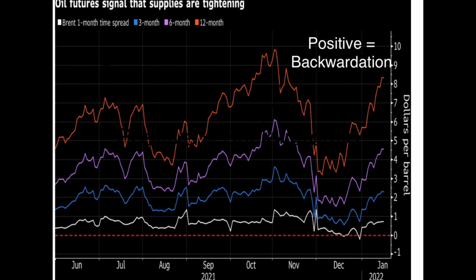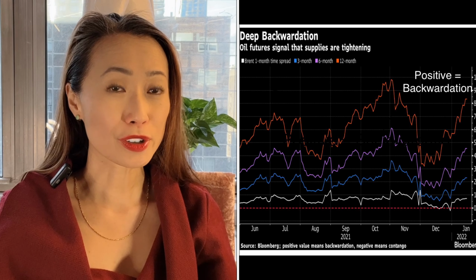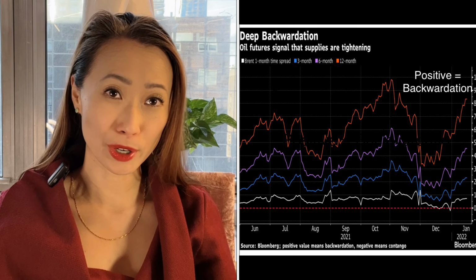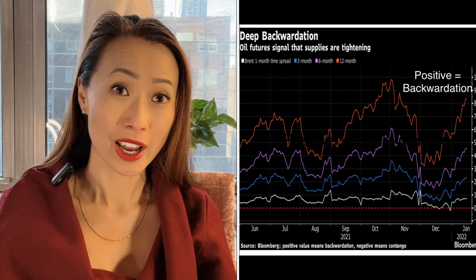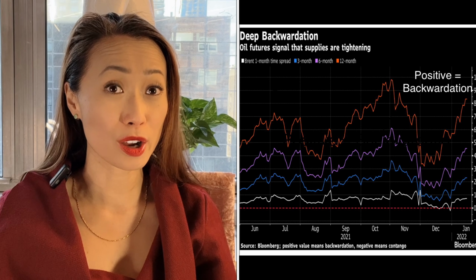Now, as the economy started up again, oil prices began to recover, but they really recovered in the front immediate months more so than the back months. And there were a number of reasons for that. At first, it was because it was unclear if we were going to go into a second COVID lockdown. And so oil companies were a bit more cautious.